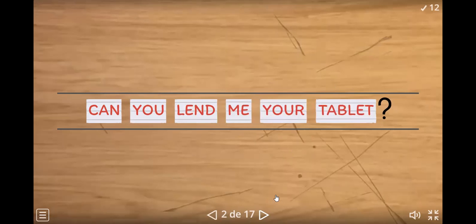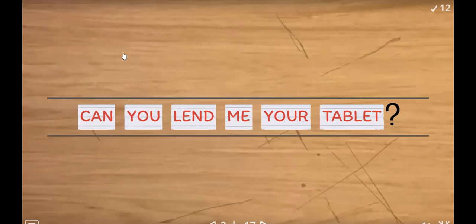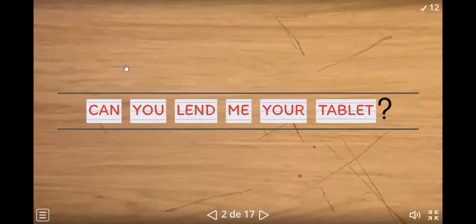Can you lend me your tablet? My sister, my brother, and my... To your sister, classmate, to your brother. Classmate in university. To your classmates as well. Is it formal or informal? Informal. It's informal, right? Do you really want people to lend you the tablet or not? Or is it okay if they say no? Or do you really need people to lend you the tablet?